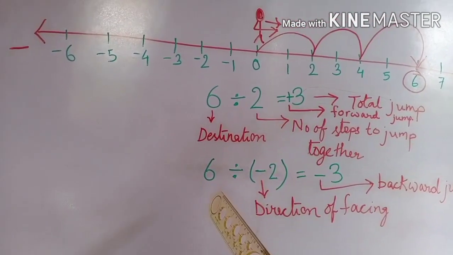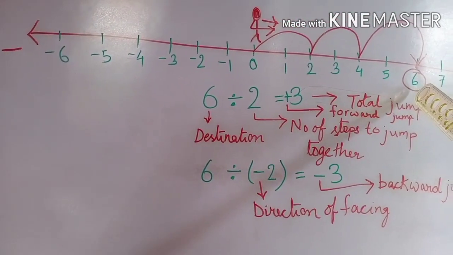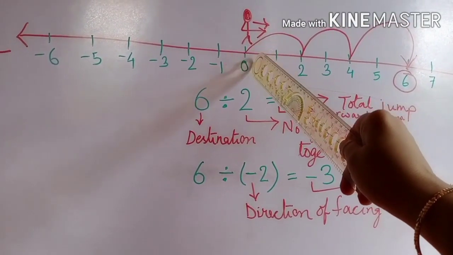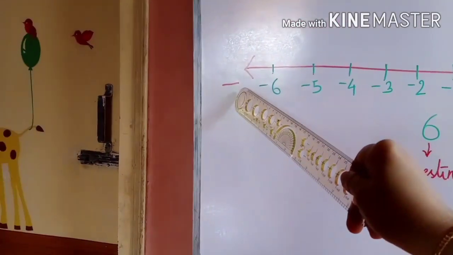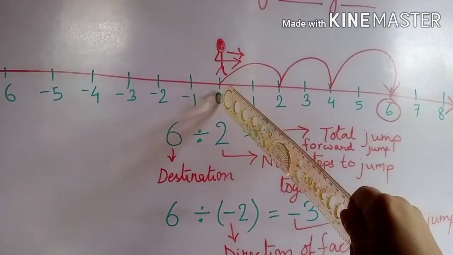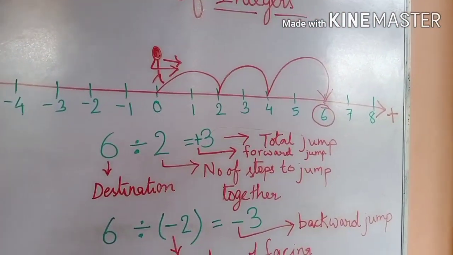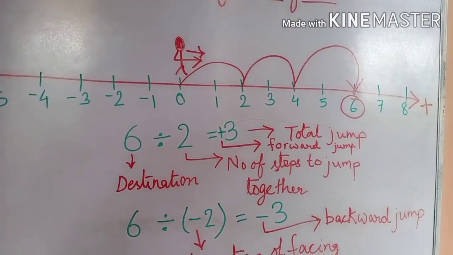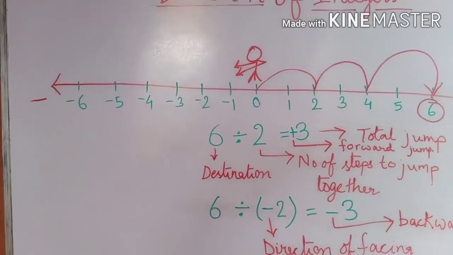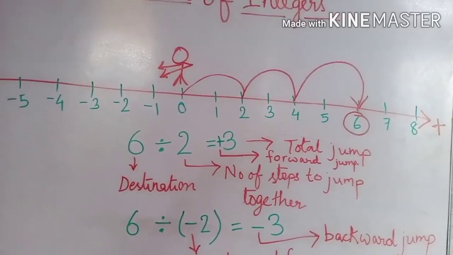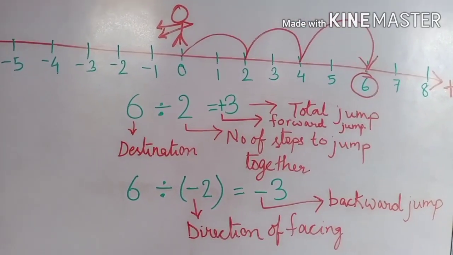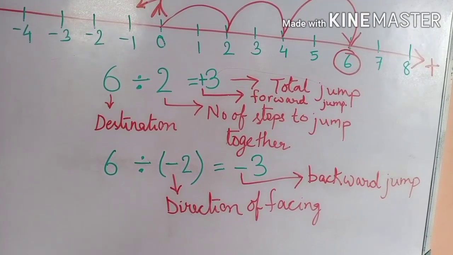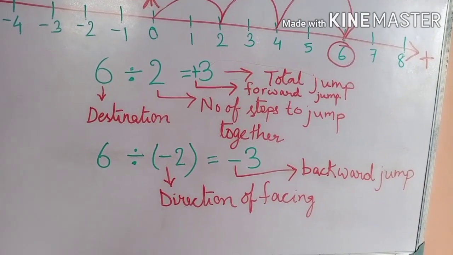But what will happen when he has to reach 6, but he should be facing in the opposite direction? He should be facing towards the negative sign. So what will he do? He will turn his face. Okay? He should face the negative side, and for reaching 6, he has to jump backwards. So 6 divided by minus 2 is equal to minus 3.